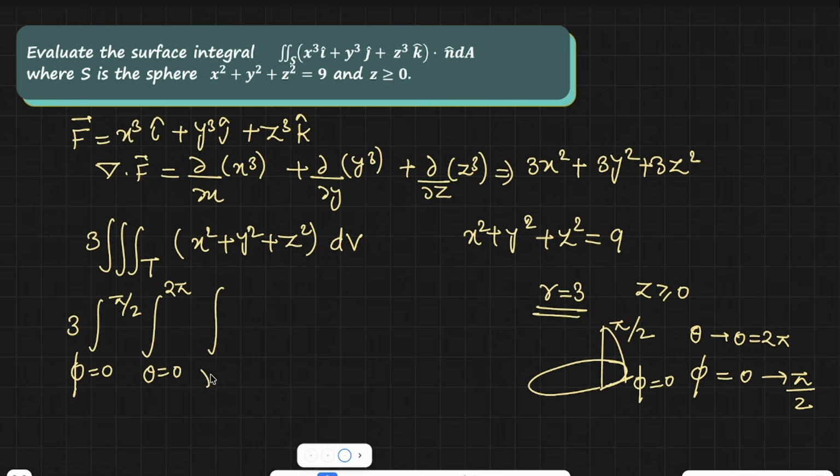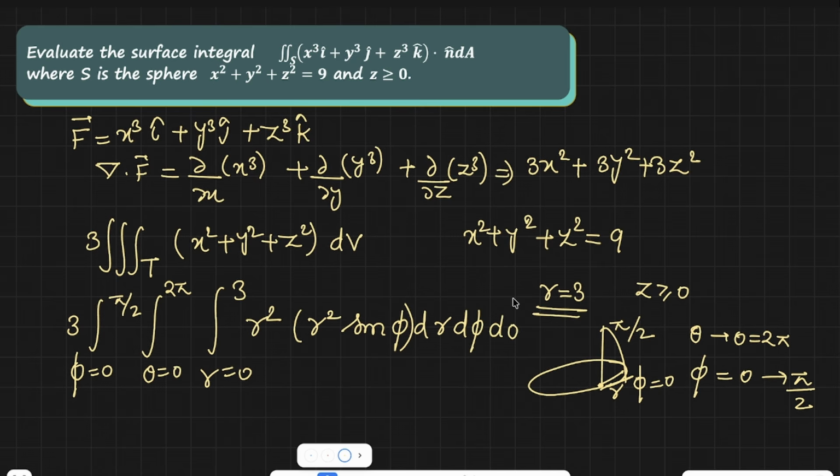Okay, and r is going to be 0 to 3. The radius is from 0 to 3. This is your r, and x square plus y square plus z square is basically r square. dV is basically r square sine phi dr d phi d theta. Once you solve this integral, it's very easy. It will be 486 pi by 5, and this is the solution.